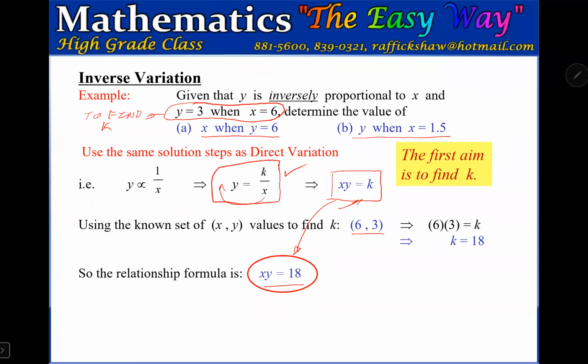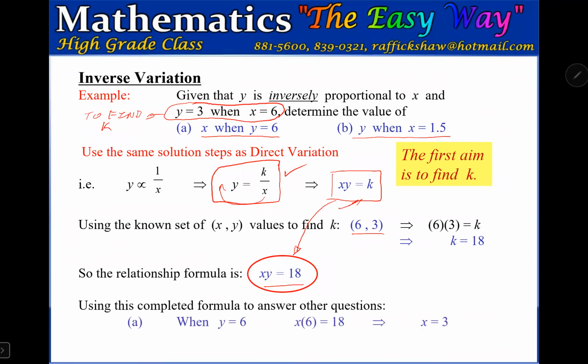So for the first one, I put in when y equals 6. If I put y equals 6 in the formula, then x is going to be 3. It is pretty obvious. The second case, if x is 1.5, put the 1.5 in the formula, and y is equal to 12, sorry. Because 1.5 times y is equal to 18, you divide by 1.5, and y is equal to 12. That's how it goes.